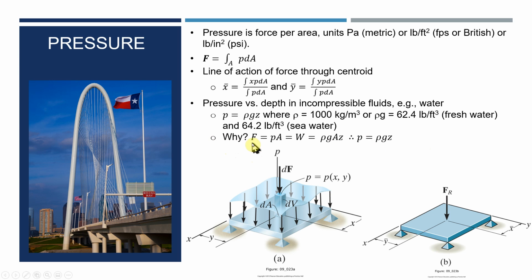Okay, why is this true? Pressure is force per area. That's the weight of the water over it. The weight is rho g z. This is the volume of the water. This is the mass of the water. The volume times density gives us the mass of the water, times g gives us the weight of the water above a certain area. And pressure times area gives us the weight. So just find out what P equals: rho g z, just like we said.